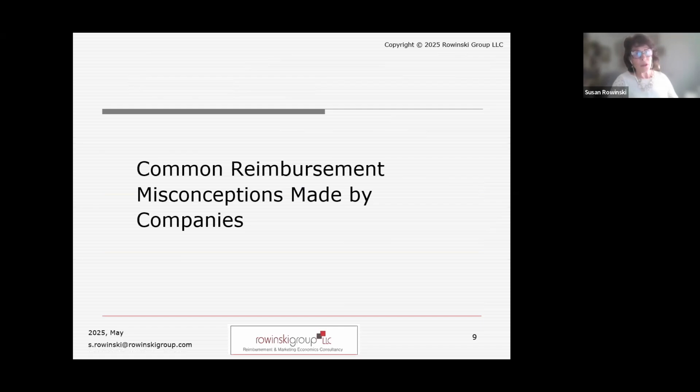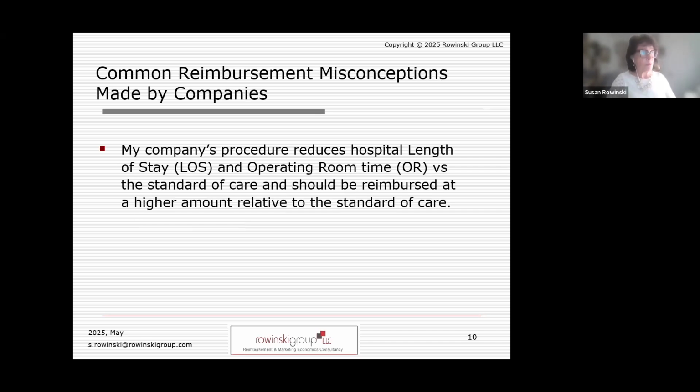So now I've just talked about why reimbursement is important. I think everybody understands that it is cash flow and operating margins, or you can look at it and say, this is how my customers make money. Now I'm going to spend the rest of our time talking about a couple of common reimbursement misconceptions that are made by companies and do result in misinformed plans.